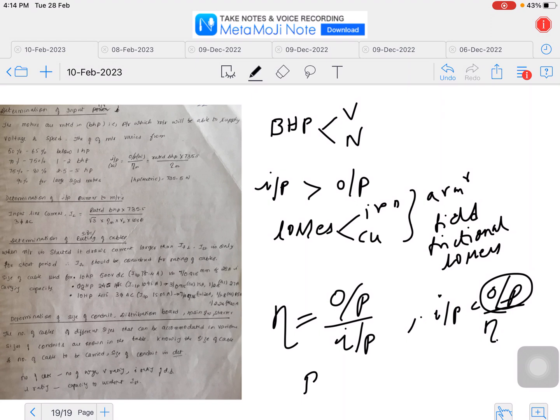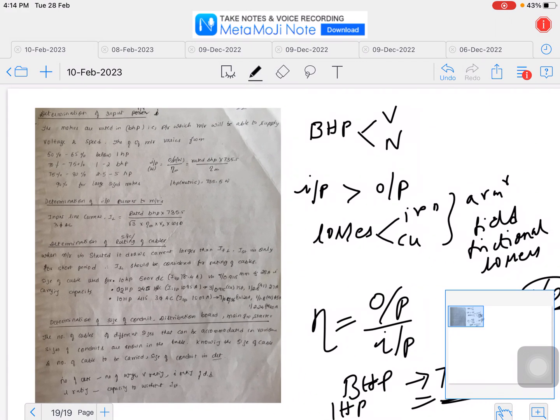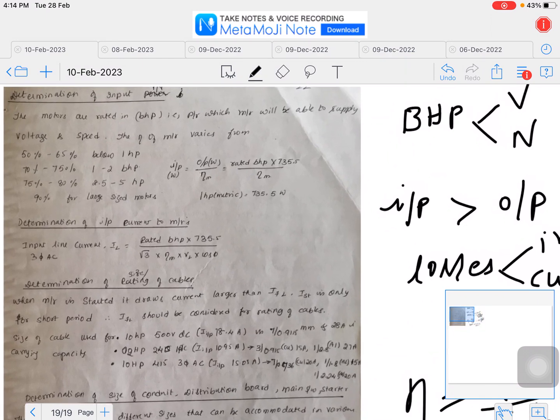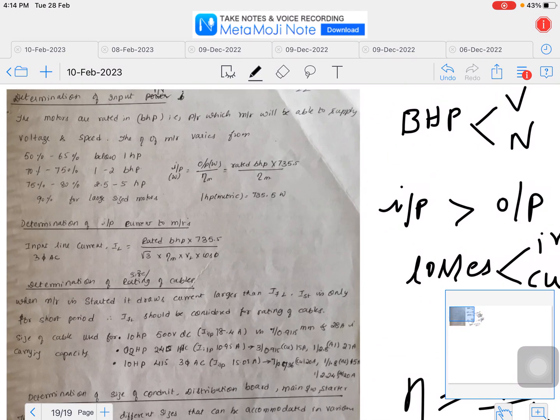Generally the output is represented in BHP. BHP has to be converted into wattage by multiplying by 735.5. That is, 1 HP, which is metric, is equal to 735.5 watts. So using this we can find out the input power. You can see the input power is determined by using this formula.